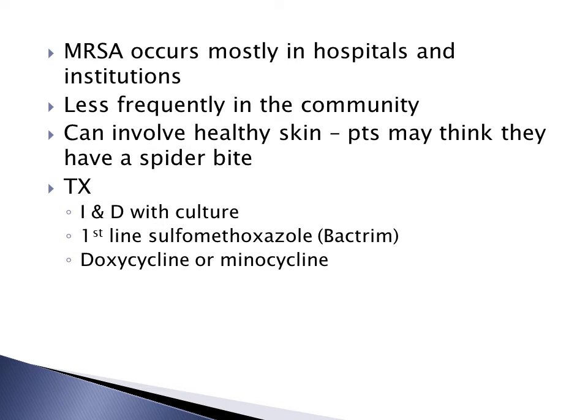MRSA occurs mostly in the hospitals and in institutions. And although the occurrence of MRSA in otherwise healthy adults has become more increasingly common in many parts of the United States, hospitals still are considered the most opportunistic pathogen. It can cause infection in the healthy young person with no type of predisposing comorbidities.